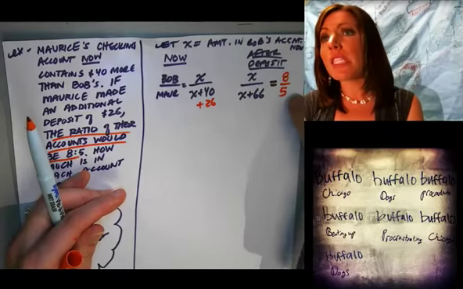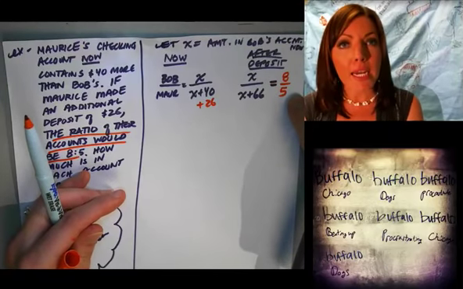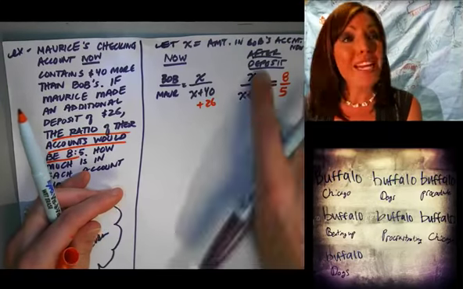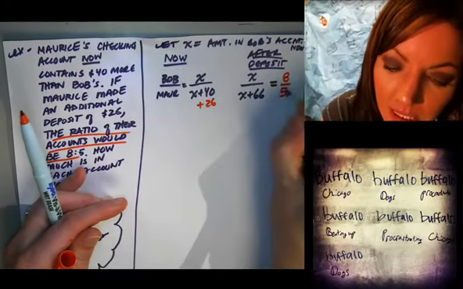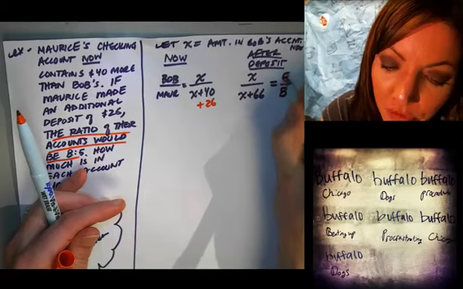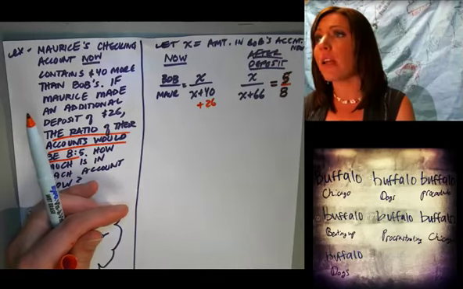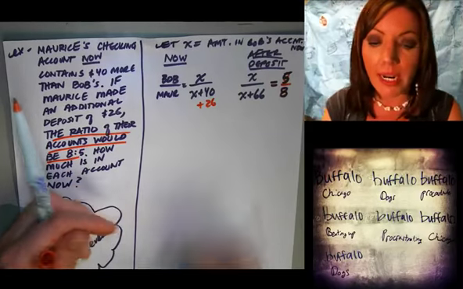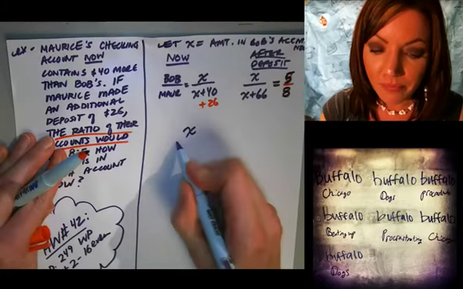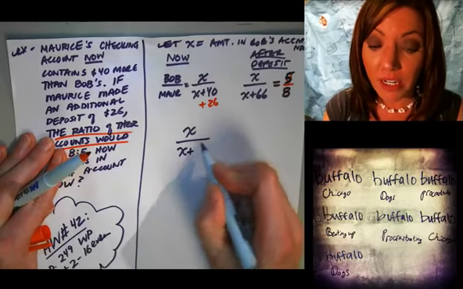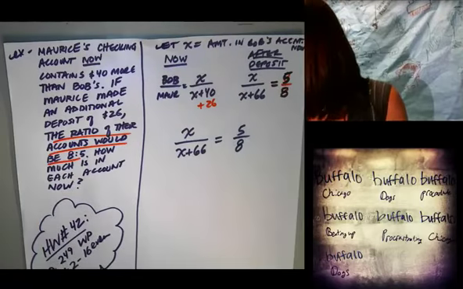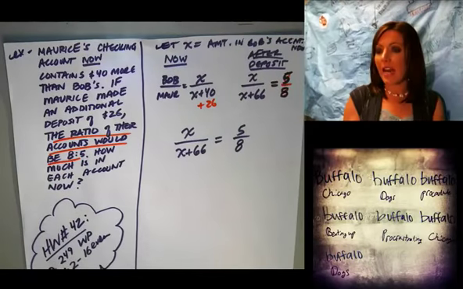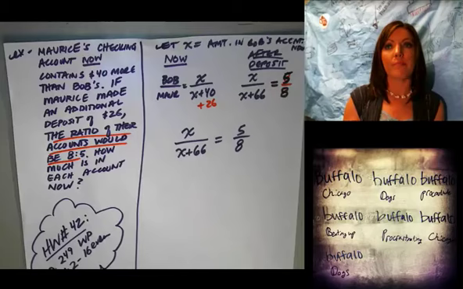Okay. Between the two numbers, 5 and 8, 8 is larger, correct? And between X and X plus 66, X plus 66 is larger. So the 8 should go on the bottom, the 5 on the top. You guys want to use that kind of thinking when you do some of your problems tonight. All right. Nathan is very excited about doing the homework tonight, I can tell.